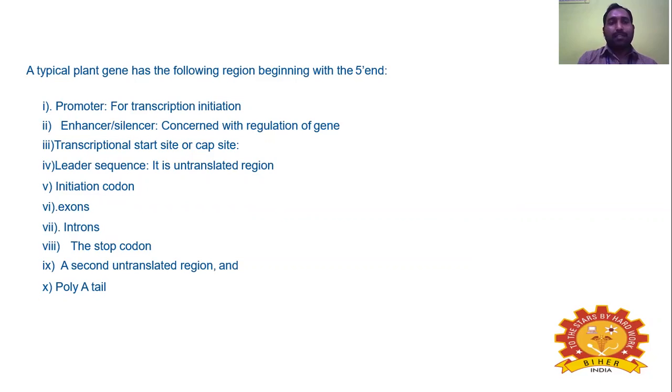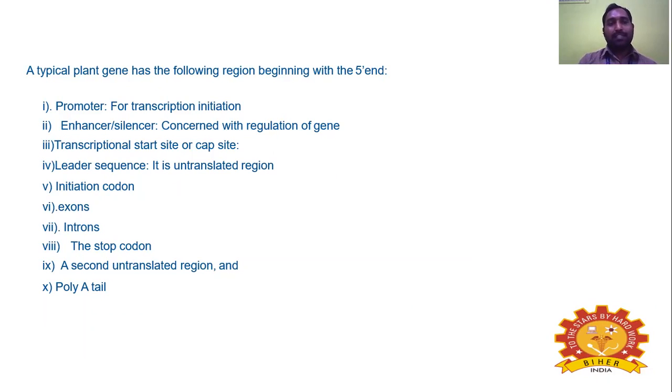So this vector system usually contains a promoter region, that is very important for transcription initiation. The next one, enhancer or silencer. So this can control the entire process through enhancing or reducing, in the way of silencing, its expression. And third one, we have the transcriptional start site or cap site. And fourth one, we have the leader sequence, which is basically an untranslated region. And fifth one, we have the initiation codon. So this initiation codon will initiate the expression.